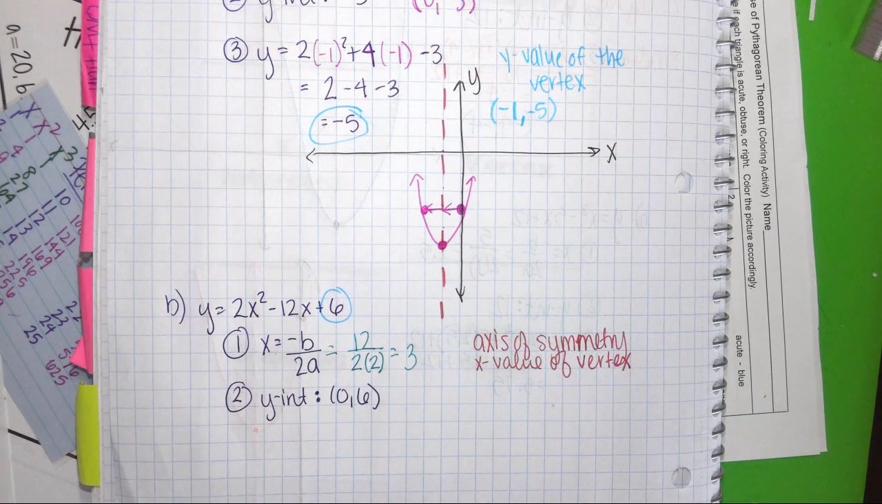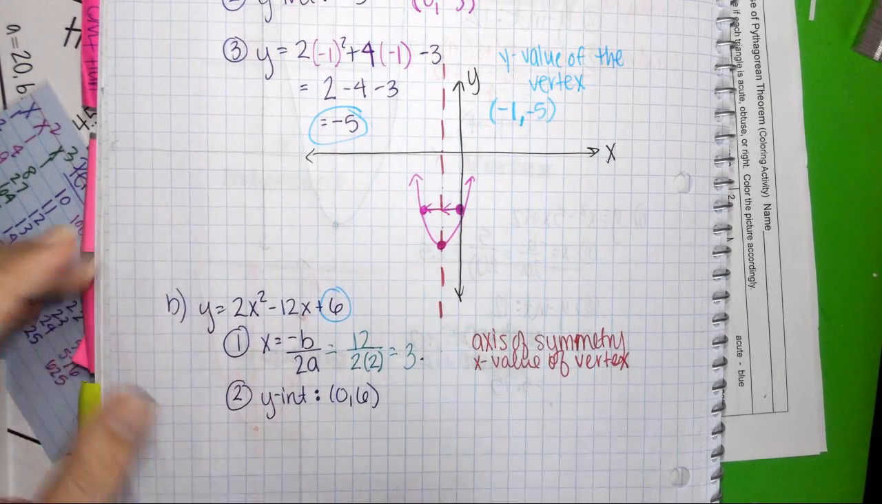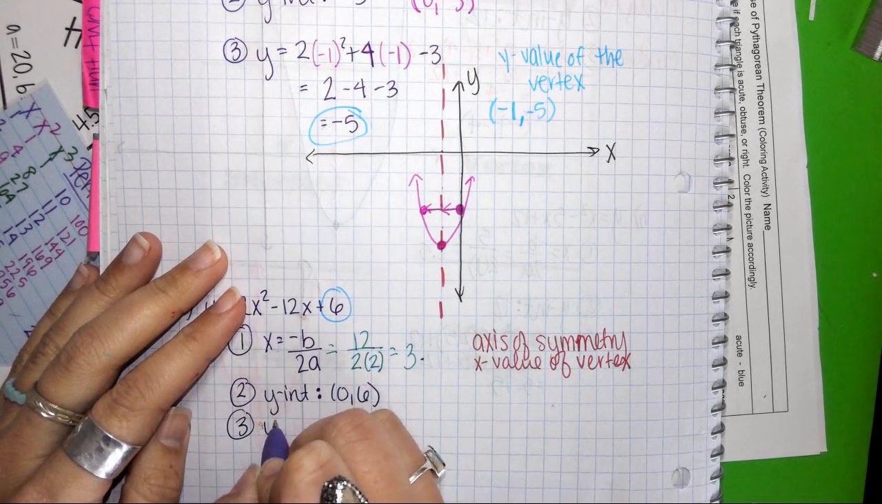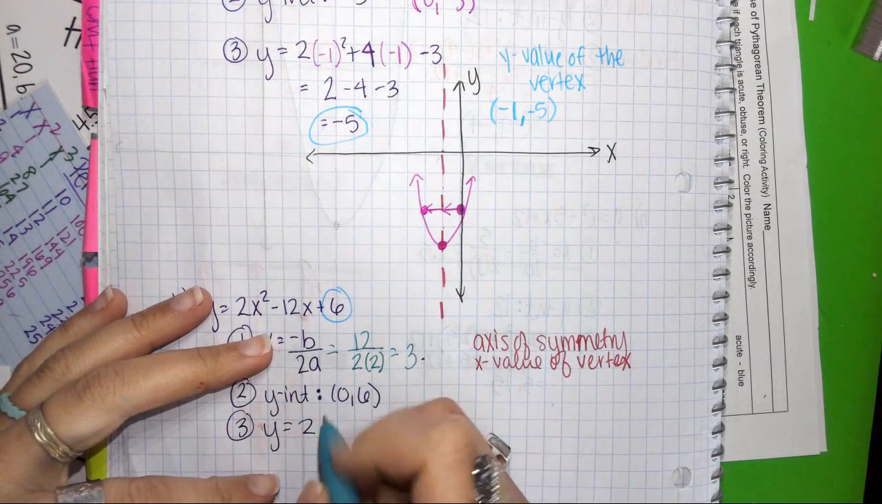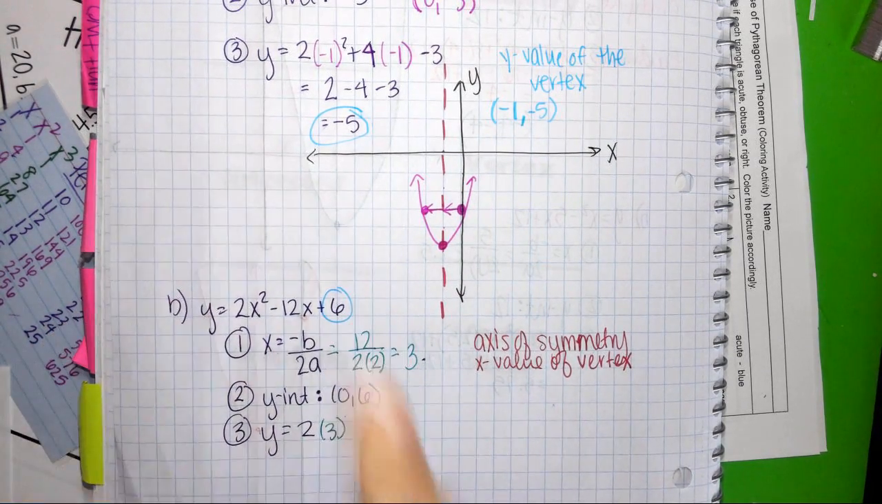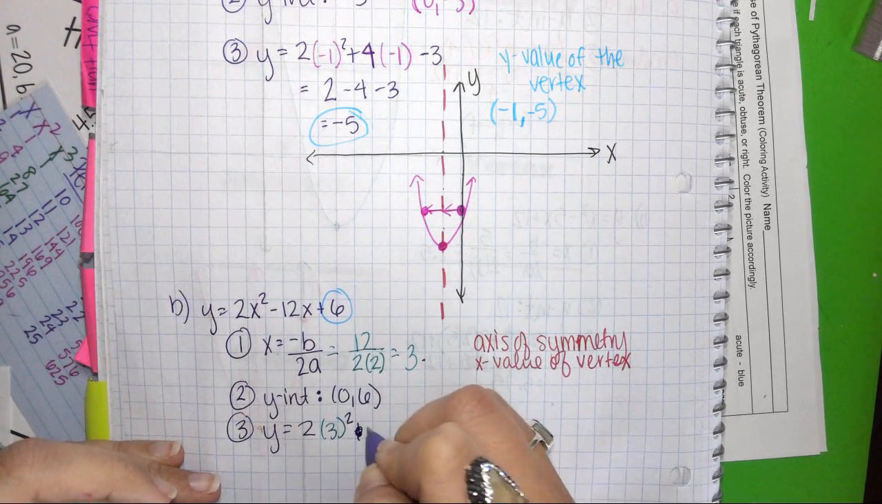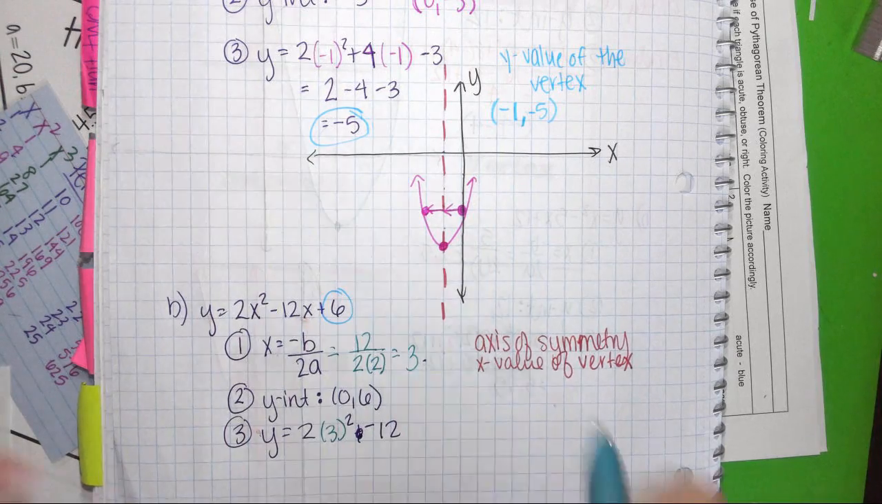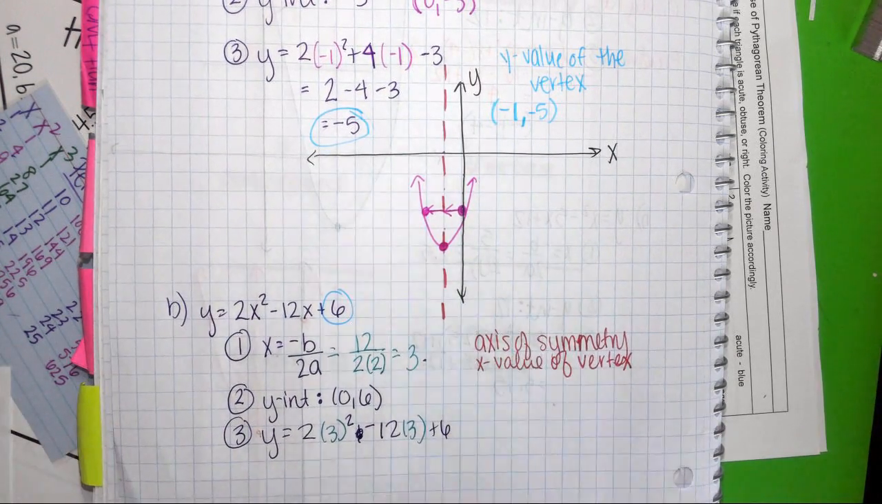How do I find that? What do I do with them numbers? Okay, so I'm going to take my 3 and I'm going to plug it in, right? So you get y equals 2 times 3 squared minus 12 times 3 plus 6. Right?